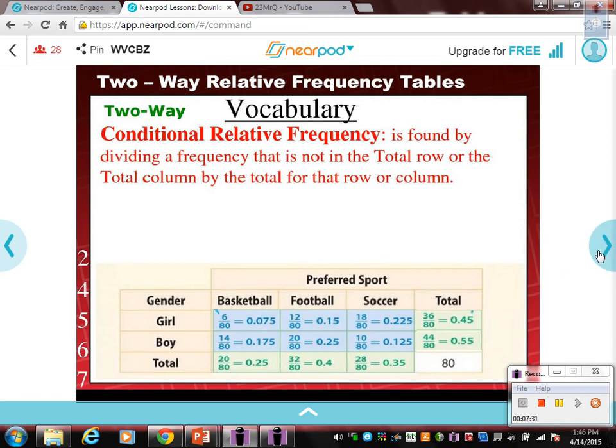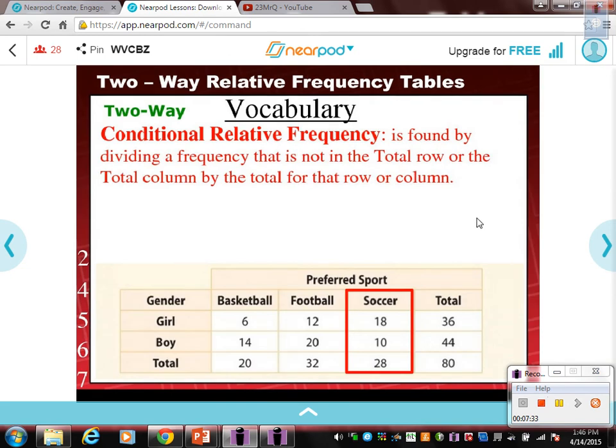All right, so then he said soccer. So, if I pick soccer, I'm going to focus just on this category, which means I'm only focusing on a certain condition of the table. Does that make sense? What is the condition that I'm looking at? Soccer. So to find the relative frequency of just soccer, I'm only going to focus on the total of that column, which is what? 28.